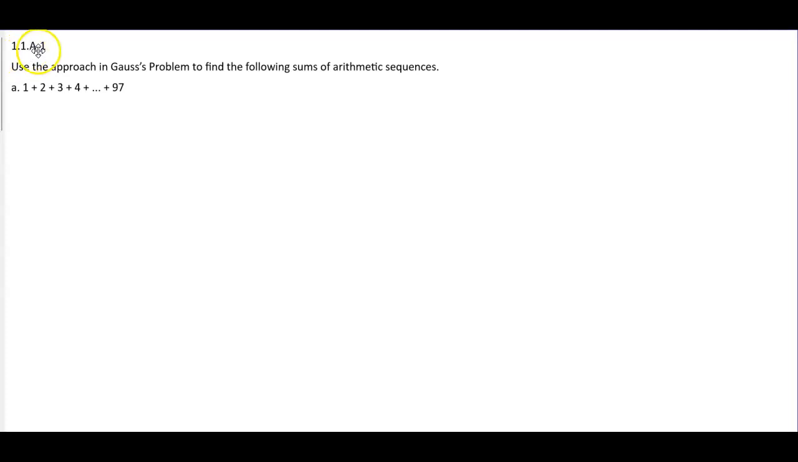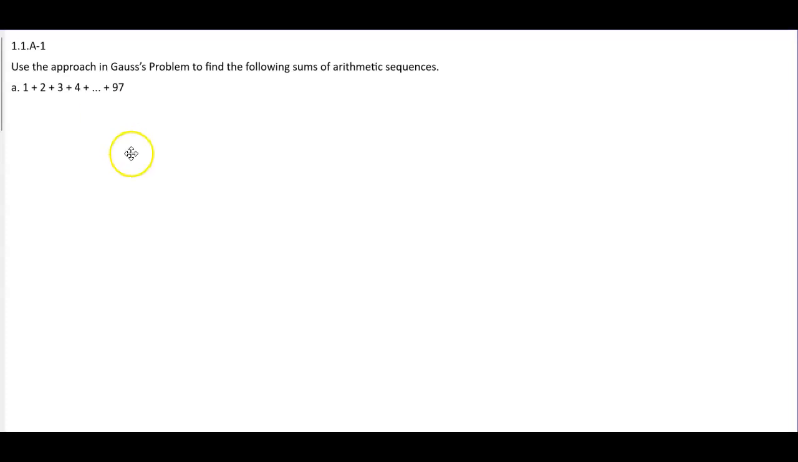Section 1.1a-1. We're going to use the approach of Gauss's problem to find the following sums of the arithmetic sequences. For part A, we have 1 plus 2 plus 3 plus 4 all the way to 97. Now, to find the sum of these terms, we want to use Gauss's approach of pairing numbers.